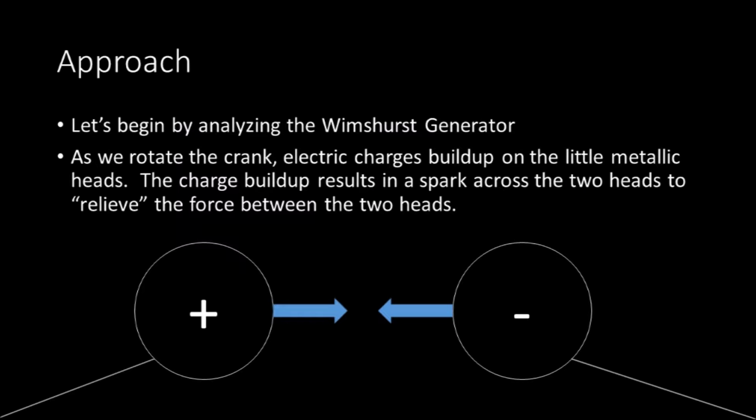As you can see, there's a positive and negative metallic head. These two heads are stationary. Due to the positive and negative charges, there's a force of attraction between the two heads. However, the two heads cannot move. Therefore, the two heads create a spark in between themselves to, in quotes, relieve the force of attraction between them.